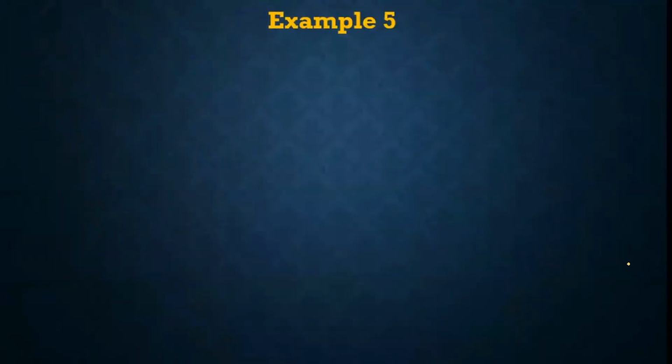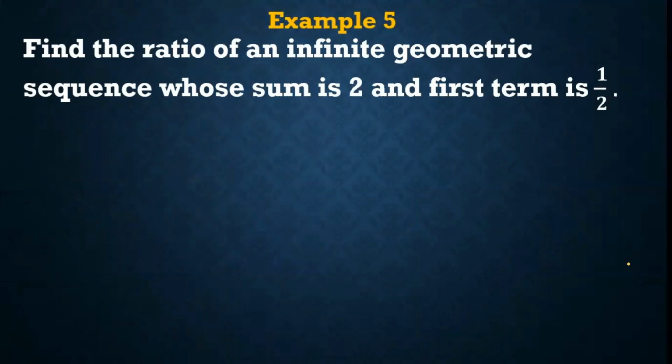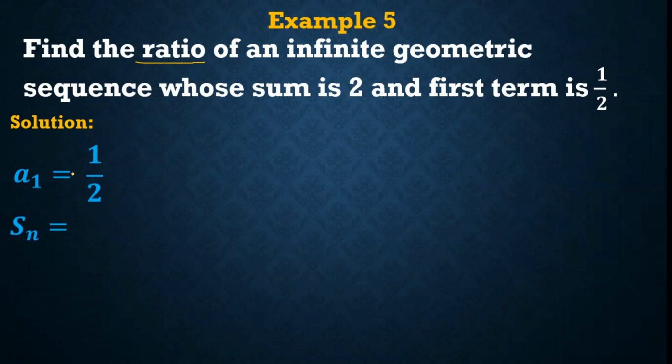Example number 5. We have to find the ratio of an infinite geometric sequence whose sum is 2 and first term is 1/2. Sum, which is 2 po. And then our first term or a sub 1 is 1/2. So yung hanapin po natin is yung common ratio nila. Okay? So lagyan muna natin ng given. Our a sub 1 is 1/2 and then the sum is 2 and R is question mark because we have to find the common ratio po.